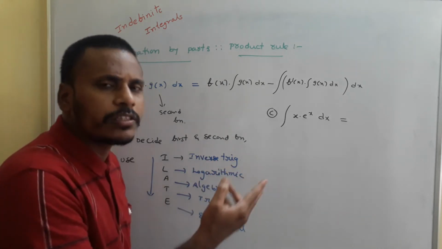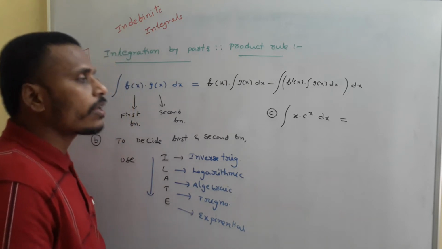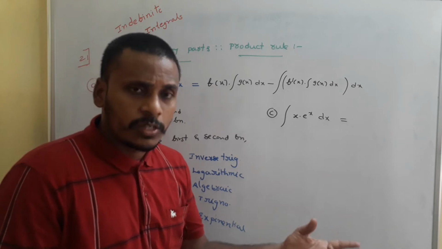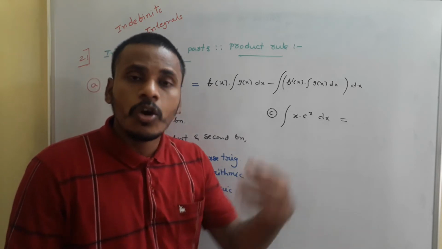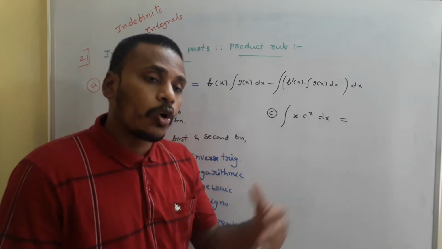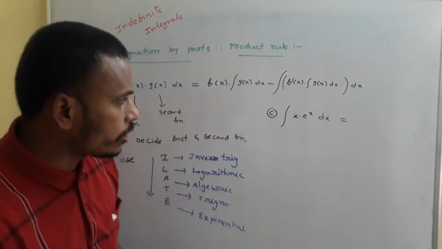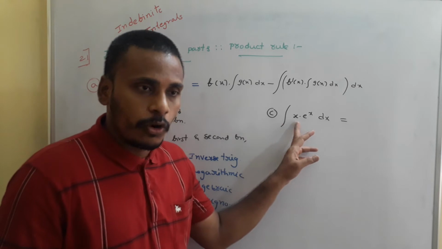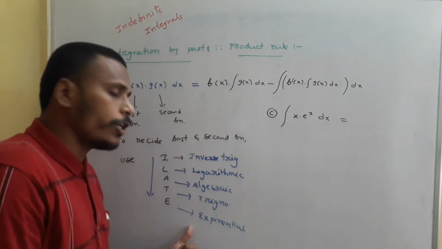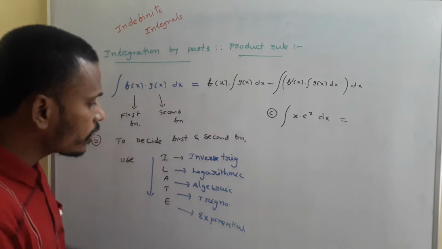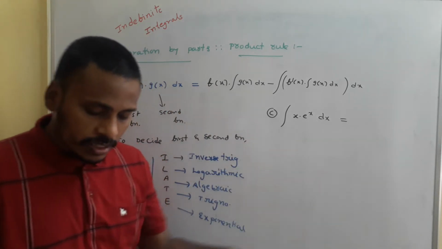What is meant by algebraic? Algebraic is in the sense any polynomial function, any rational function, okay, like x square minus 5x, 1 by x square minus 5x, root of x minus 2, all these formats, okay, are considered as algebraic. So this x is algebraic and e power x is exponential. So algebraic is first, exponential is second.